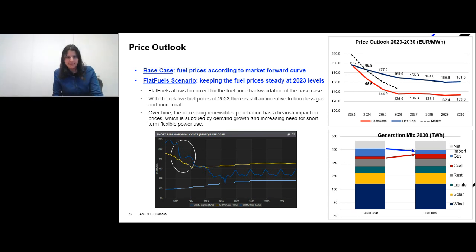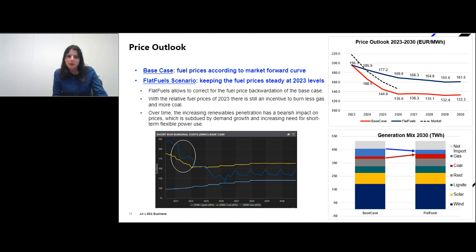So seeing that, and in the attempt of filtering out the effect of fuel prices, we wanted to look at what our base case would be if we would correct for this backwardation, this downward development of fuel prices, and just keep the 2023 prices constant beyond 2023. So basically applying the same prices in all the years beyond.